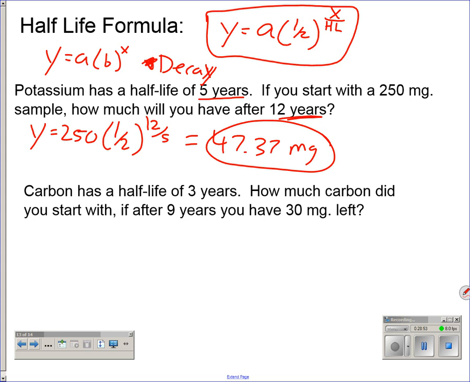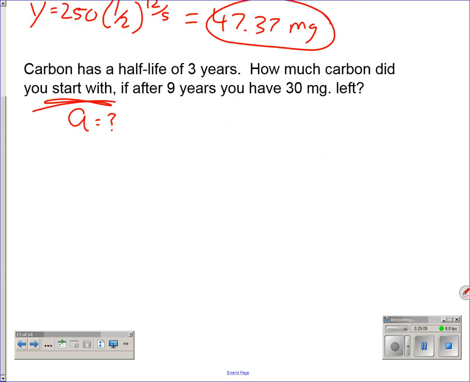What about working backwards like we've done so many times? Carbon has a half-life of 3 years. How much carbon would you start with? So it wants to know what A equals if after 9 years you have 30 milligrams left. So 30 is going to equal now, because that's what we're given, the end game. We're working backwards to solve for A.